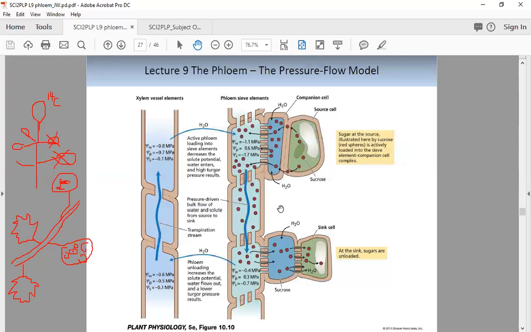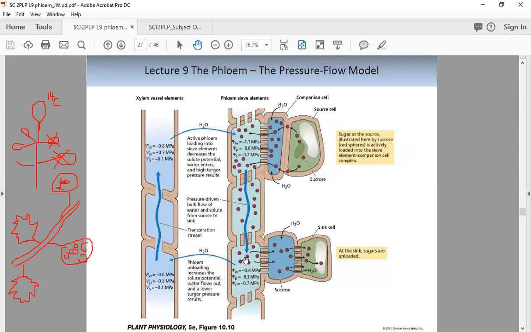If you were to actually compare the water potentials, that would be very confusing and it wouldn't make sense. The water potential up here is negative 1.1 megapascals. Water potential here, negative 0.4 megapascals. That would not make sense for translocation to occur in this direction based on water potential values. But it does make sense if we look at the pressure potential values.